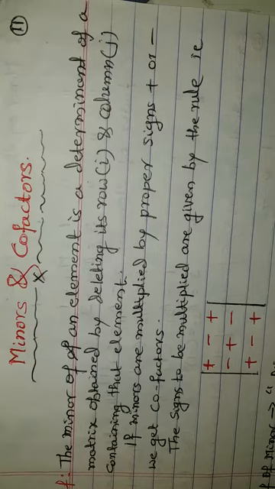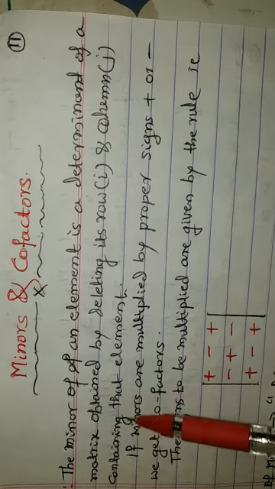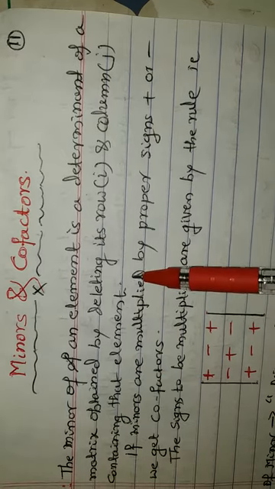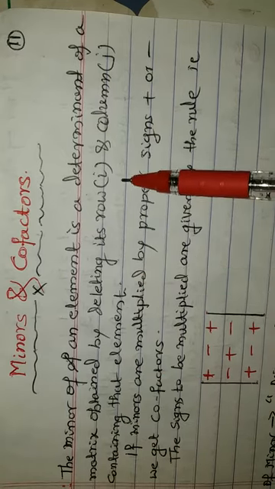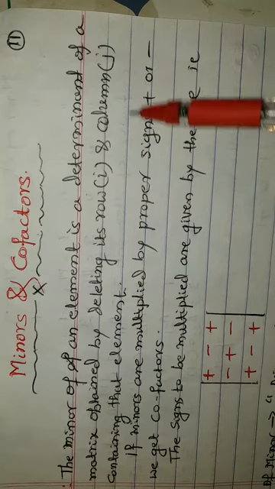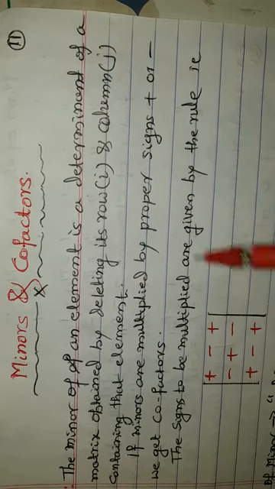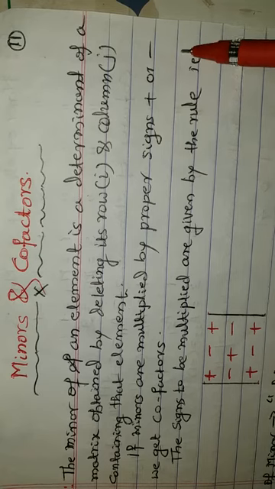How can you define the term minor? The minor of an element is the determinant of the matrix obtained by deleting its ith row and jth column containing that element. If the minors are multiplied by the proper signs, plus or minus, we get the cofactor.